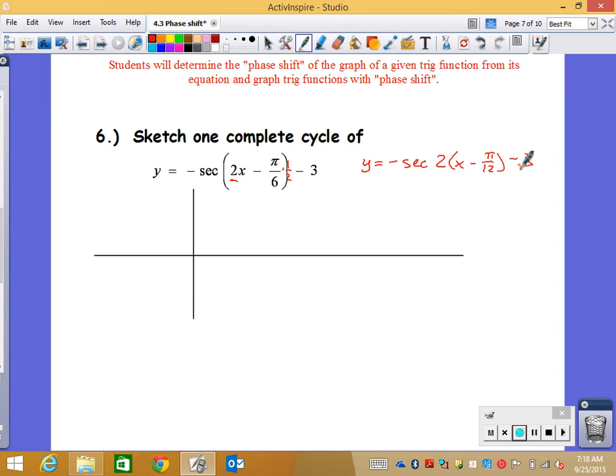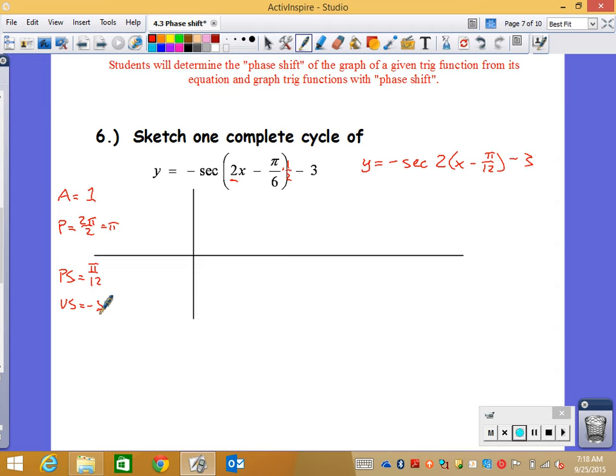So let's write out, again, my 4 key values. Amplitude is 1. Remember, there's a negative sign. All that does is it flips it. We'll deal with that right away. Get it out of the way. Period. 2 pi divided by b, which is 2. So I've got a period of pi. Let's do the phase shift next. The phase shift is, well, it's x minus pi over 12, so it's a positive pi over 12, or pi over 12 to the right, and then a vertical shift of minus 3.